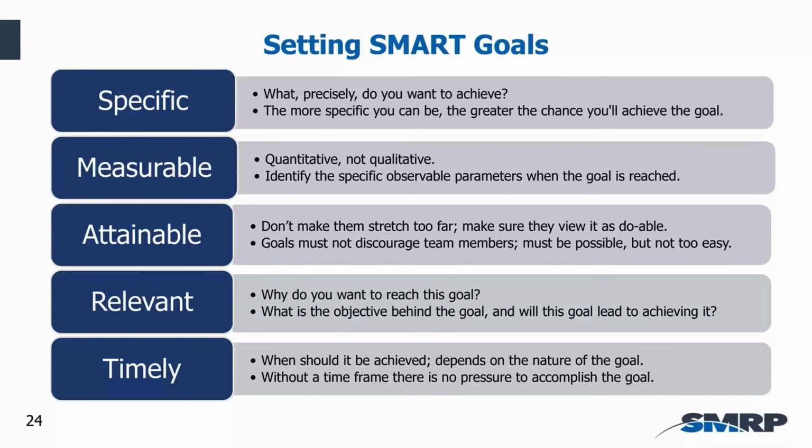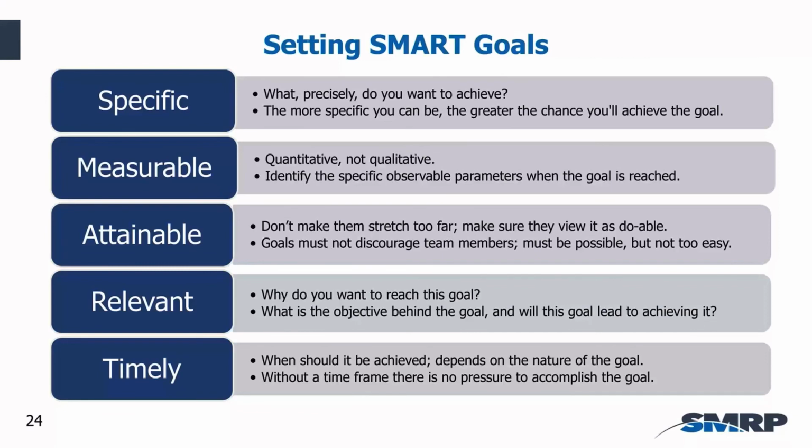That means that it's quantitative, not qualitative. We want to be able to identify the specific observable parameters when the goal is reached. It should be attainable. We should make it a stretch goal, but we shouldn't make team members or individuals stretch too far. It has to be viewed as doable. And goals must not discourage team members. It must be possible, but it shouldn't be too easy.